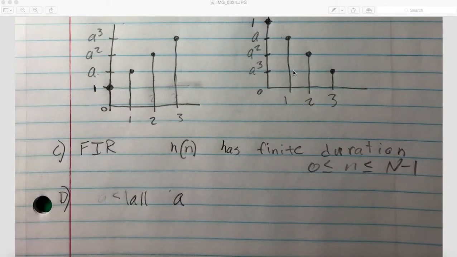And part D asks, for what values of a is the system stable? In an FIR system, all values of a will make the system stable.